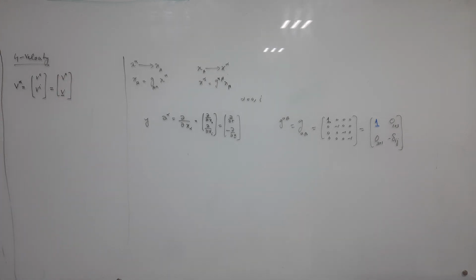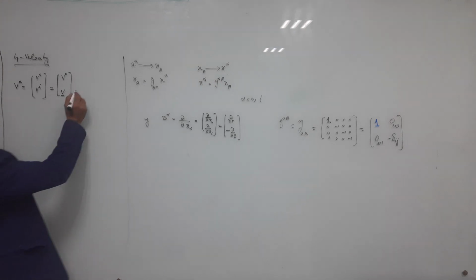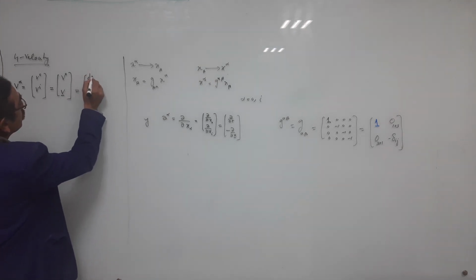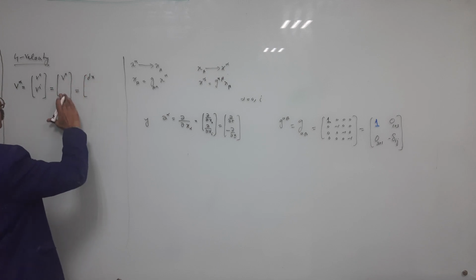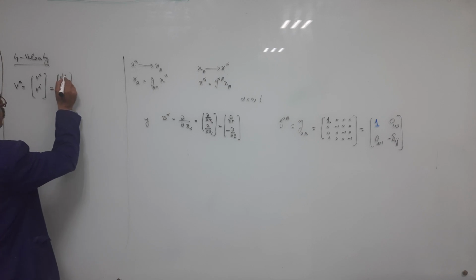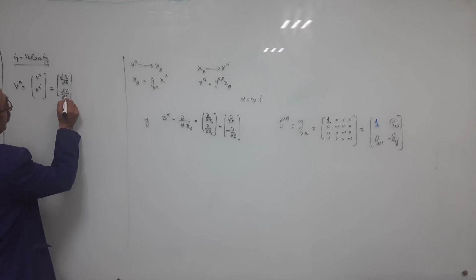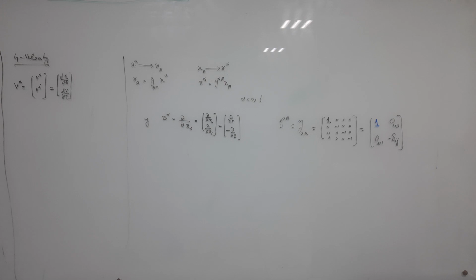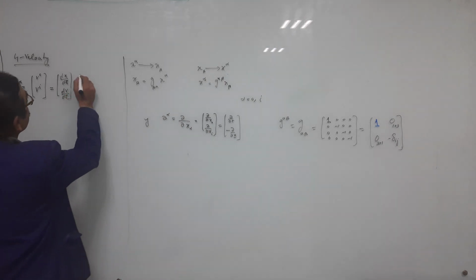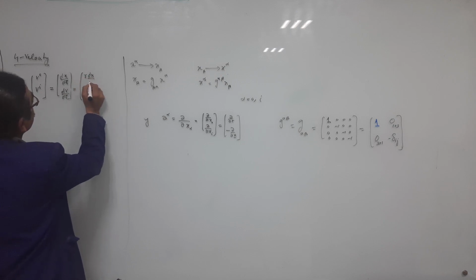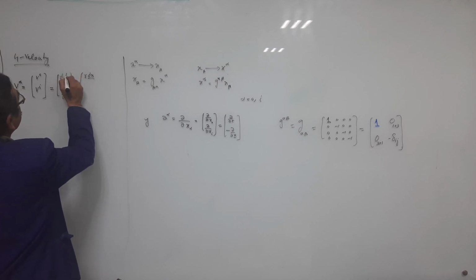Okay, because it is a vector. Sorry, V naught is okay. This can be written in this. This is T, sorry.